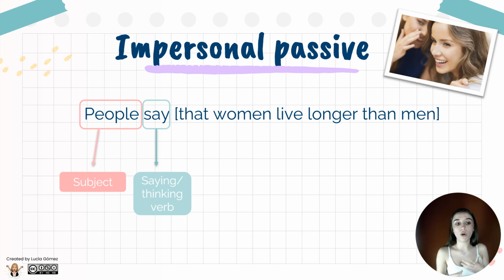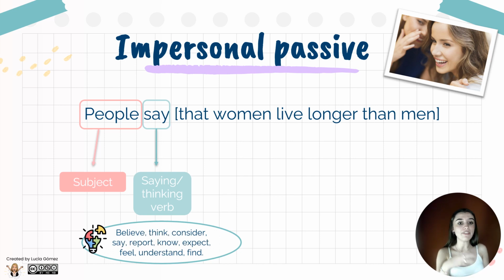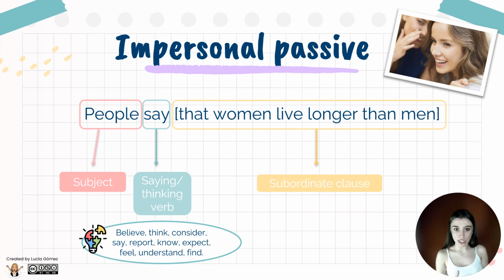Let me show you other examples. Something like believe, think, consider, say, report. All of these verbs will also work with impersonal passives. They are part of this structure. And apart from that, here we can see the subordinate clause, the complex clause, as I was mentioning.